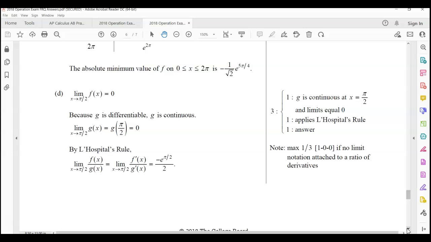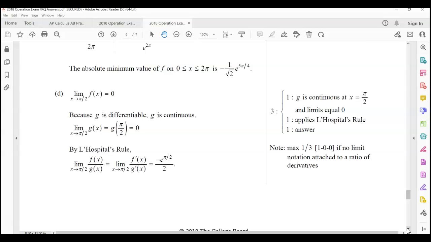The continuity comes from proving that they equal each other. So by putting f of pi over 2 equals 0 and g of pi over 2 equals 0, I gained that point. Yeah, because I thought it had to be the limit as x approaches pi over 2 of f of x equals 0. You need two separate limits, the limit as x approaches pi over 2 of g of x equals 0. I forgot to put the limits.